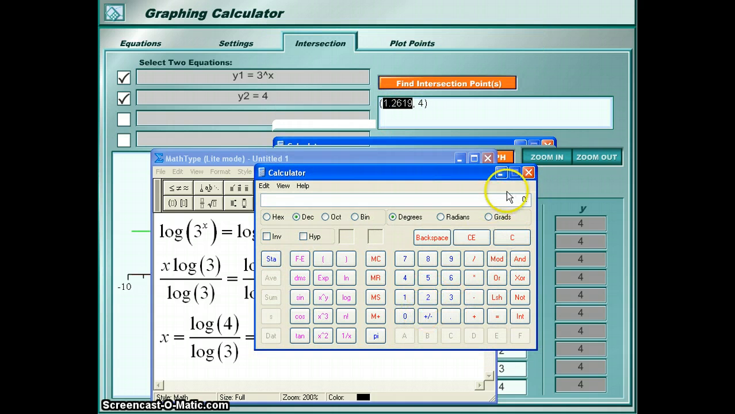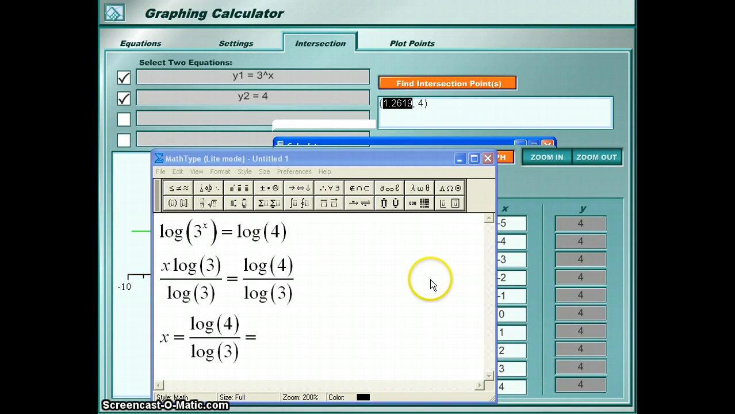Okay, so this is two ways, I should say, of how you can solve the equation 3 to the x power equal to 4. You can do it graphically or you can do it algebraically. All right, I hope this helps.